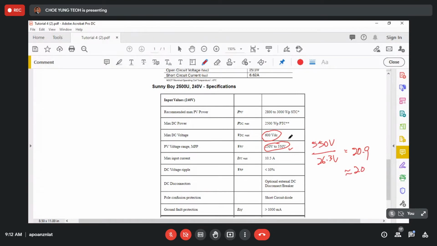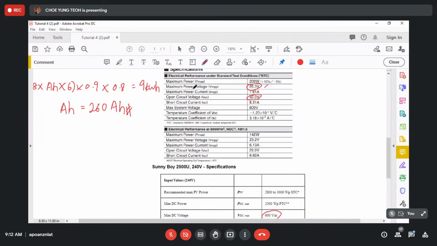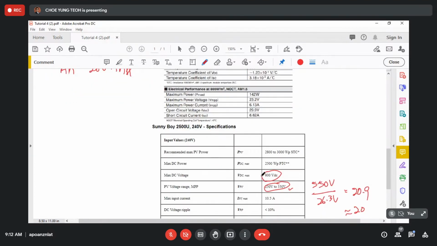You always have to check both the open circuit voltage and the maximum power voltage. Open circuit voltage, I say that is for safety purposes. It's not for the operating. And this maximum DC voltage is also for safety, but normally we won't do it that way because we will reduce the efficiency.